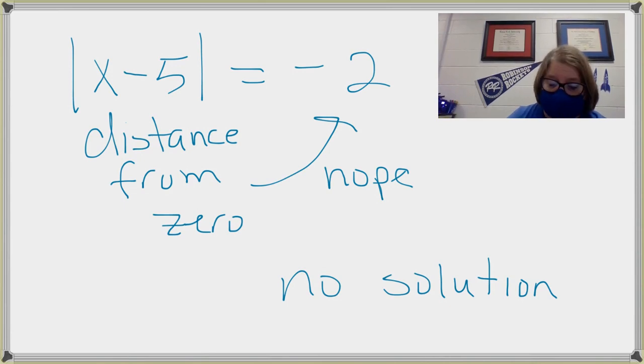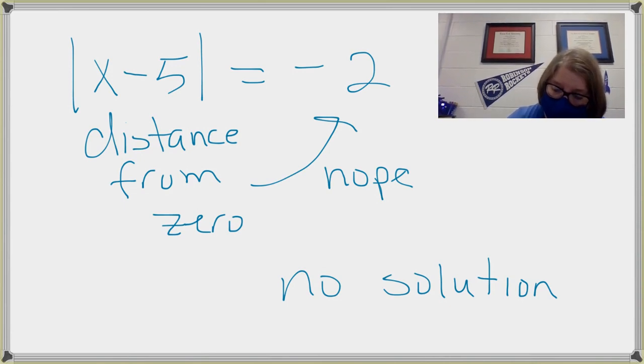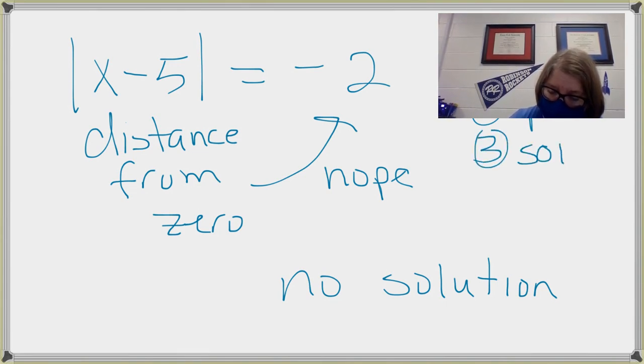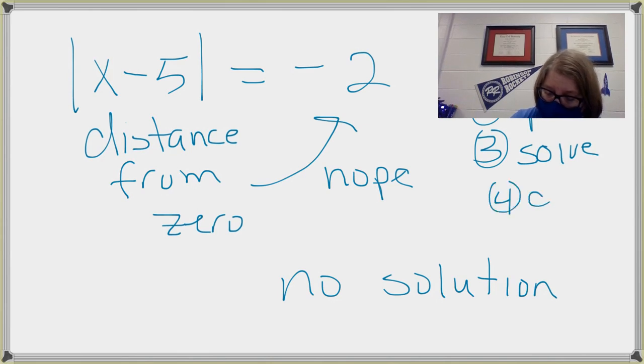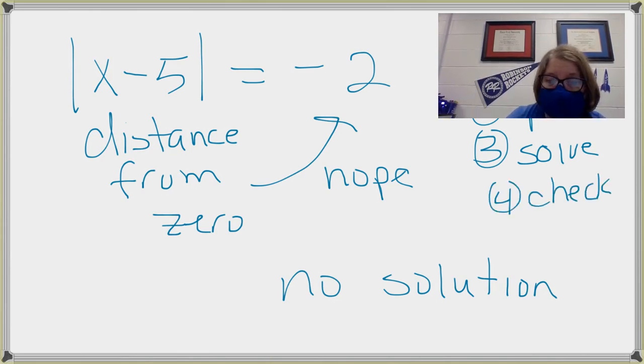Remember to isolate the absolute value. Split. Can't write and talk at the same time today. Solve. And check. You have 2 solutions. Sometimes one of them works. Sometimes both of them work. Sometimes neither one of them work.